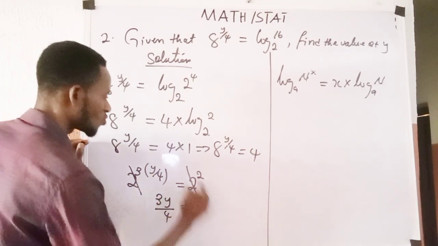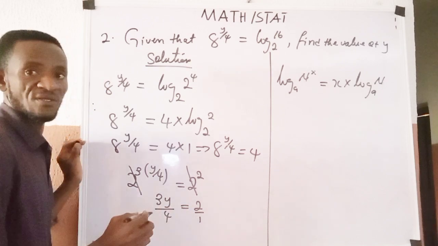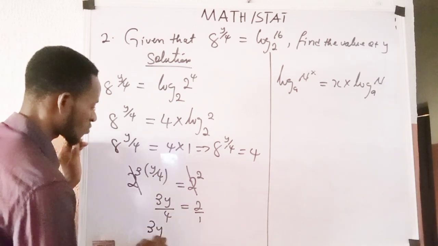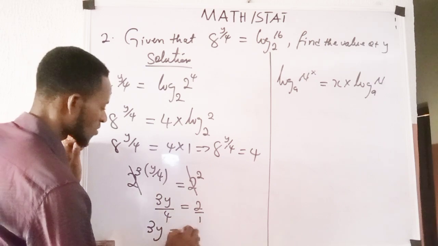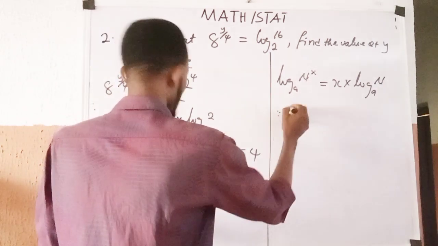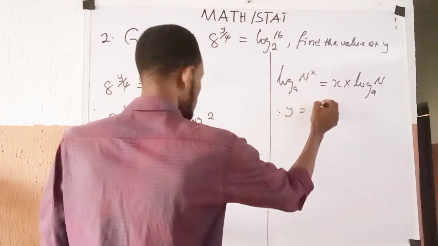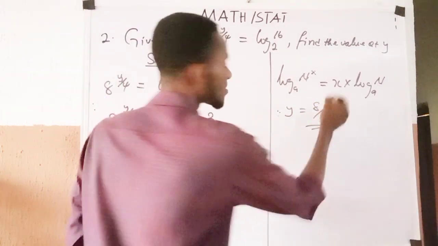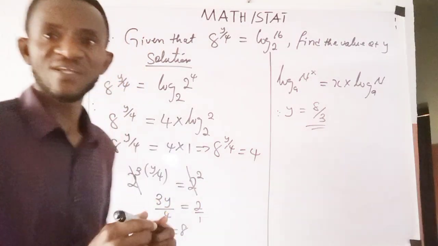This is equal to 2, which I have here all over 1. Cross multiplying, 3 times y is 3y. 4 times 2 is 8. I'm interested in y. I will now say therefore my y equals 8 all over 3, which of course you can convert to a mixed number or you can leave it that way.